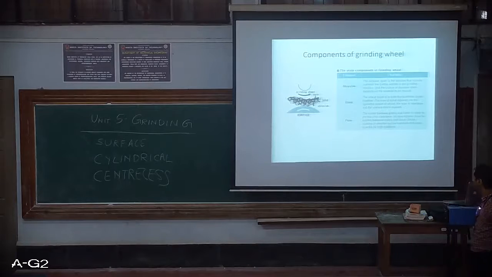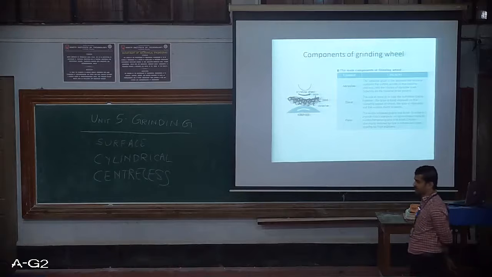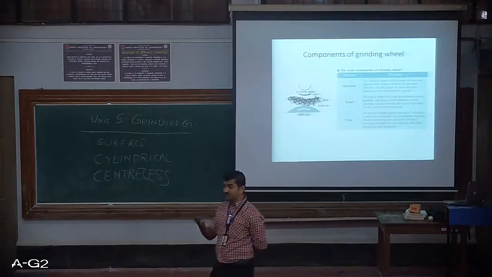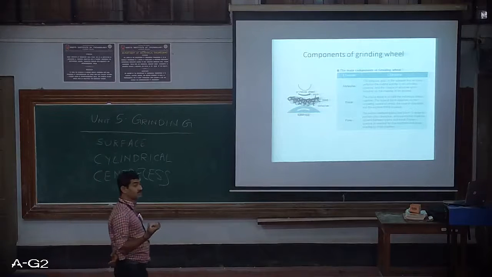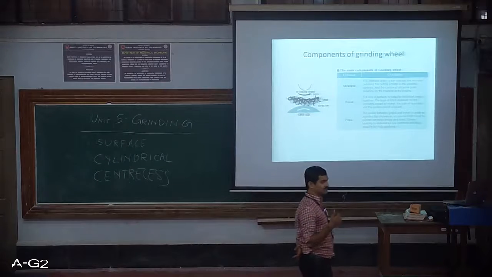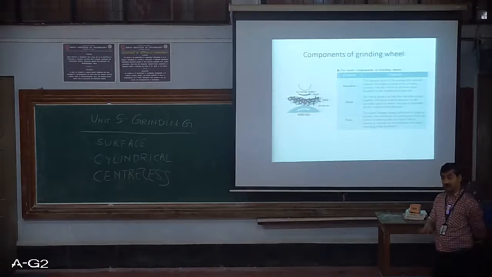Second is the bond. All three have been depicted in that left diagram. The bond basically helps in holding the grains together. But on what basis can you select the bond? That is based on the operating speed of the wheel, the type of operation and the surface finish required. The operating speed is the speed at which you want to revolve the grinding wheel. Second is the type of operation, what type of operation you are doing: cylindrical grinding, surface grinding, plane grinding, internal grinding, external grinding, rough grinding, precision grinding.